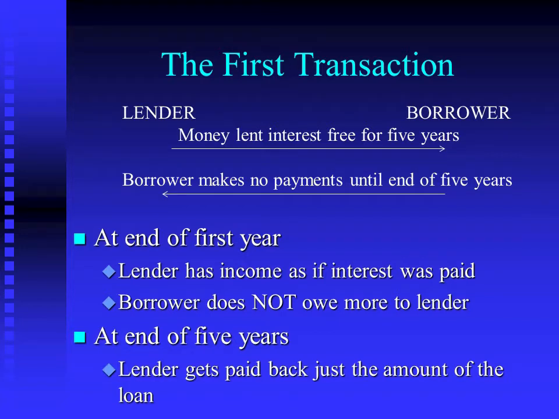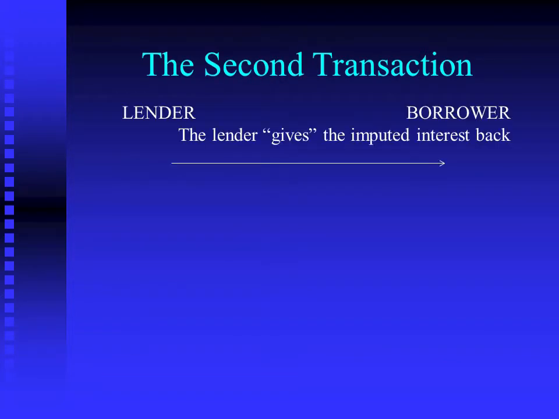At the end of 5 years, the lender gets paid back just the amount of the loan. All right, he's not going to get any accrued interest, and so we want to make sure he doesn't have an account called "John owes me $5,000 worth of interest income," so that he can't then say, oh, I get to take a bad debt expense because I'm never going to get that money.